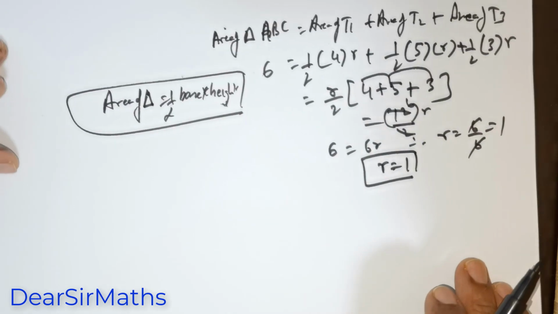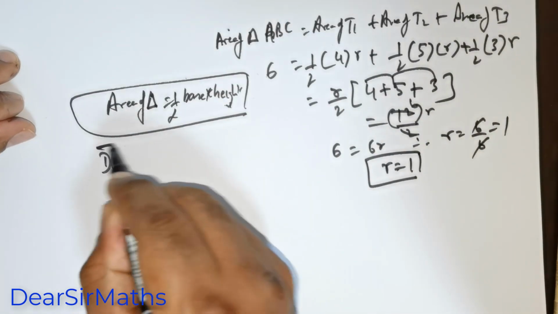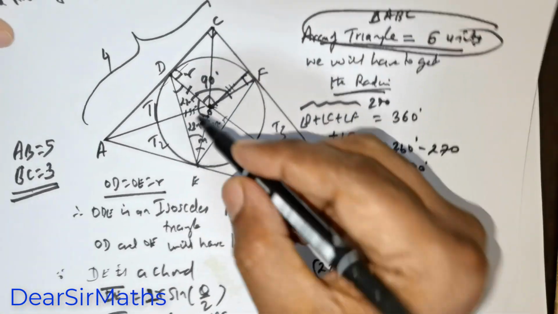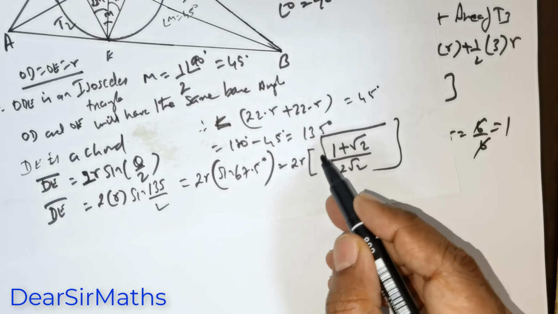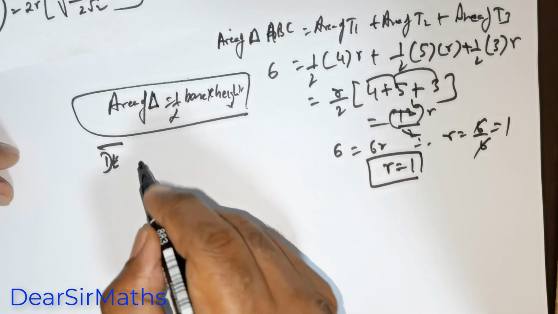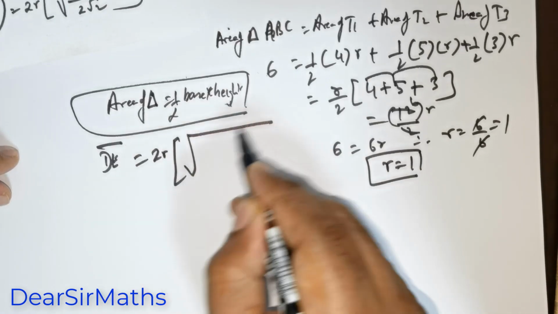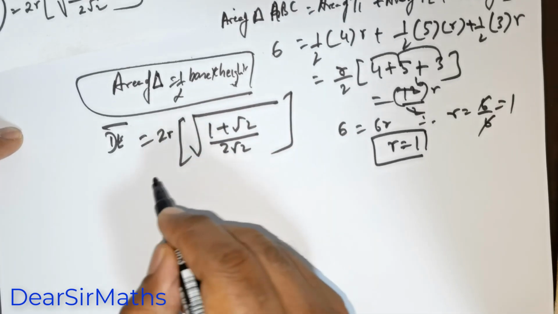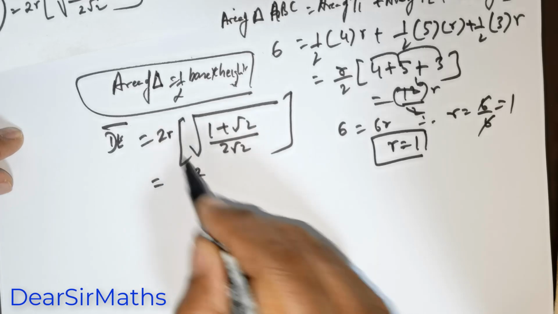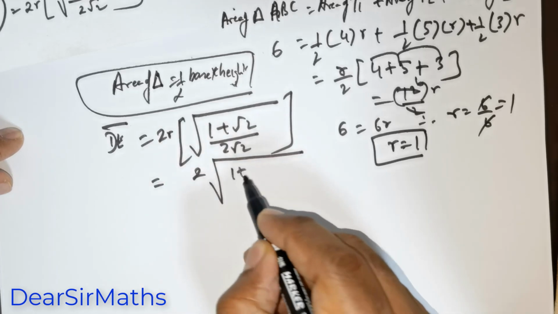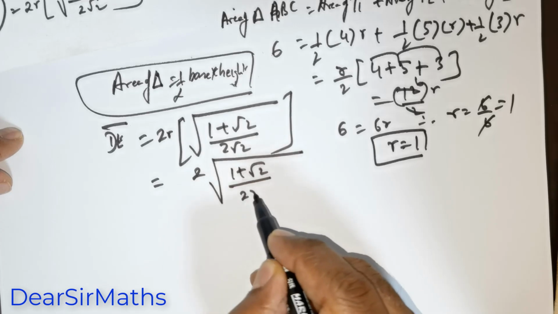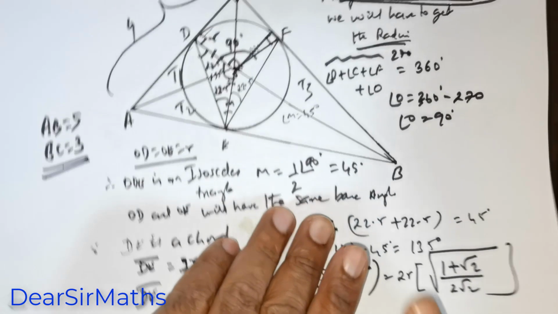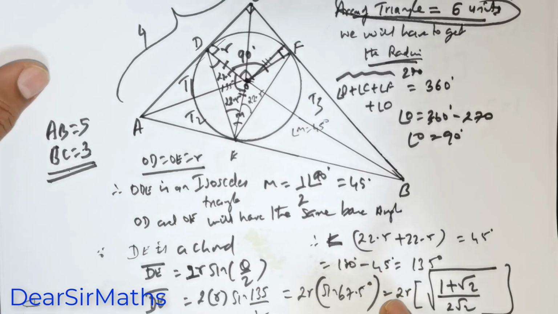Now we have got that r is equal to 1, but the chord length, if you remember, DE is 2 times r times the square root of 1 plus root 2 divided by 2 times root 2. So this is going to be 2 times 1 times the square root of 1 plus root 2 divided by 2 times root 2. So this is my DE. This is the length of one side. Okay, now let me go back to the figure.